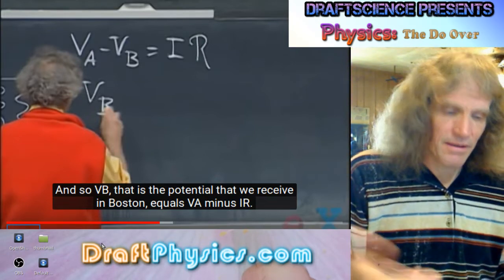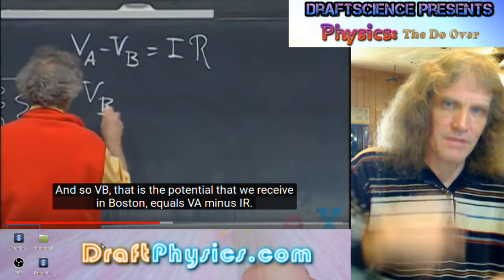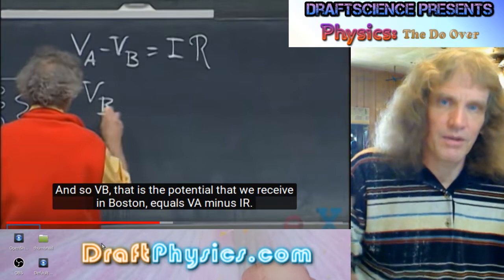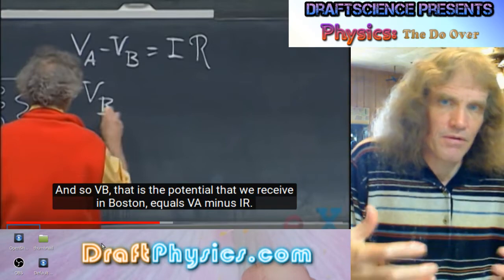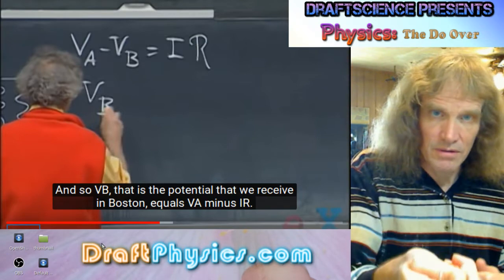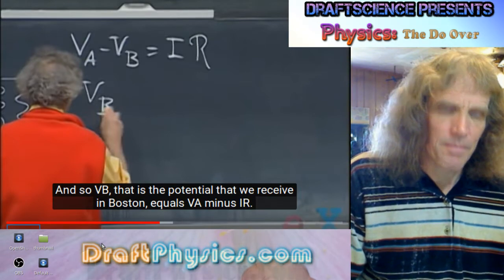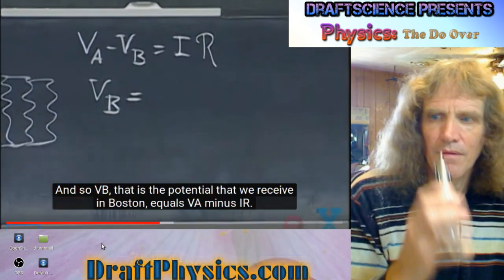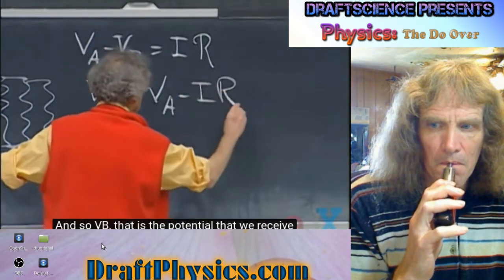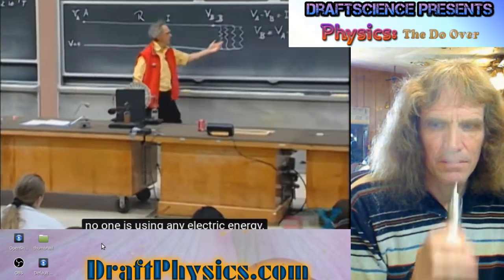So you can think of it as you're underwater and you're doing these transactions. And that gives you some effect of how much work every transaction is, because you have to do it in this resistive confinement. You have to fight the environment to do the transaction. So obviously, the fewer transactions with more value, the better. That is the potential that we receive in Boston equals VA minus IR. So if there's no current going through the wire, no one is using any electric energy, then VB is the same as VA.